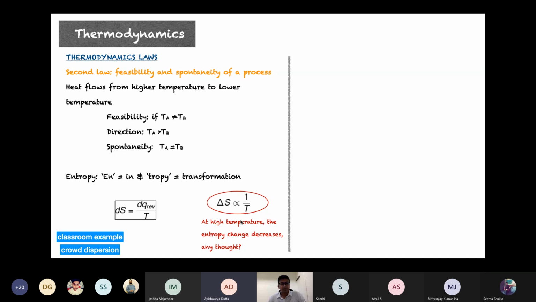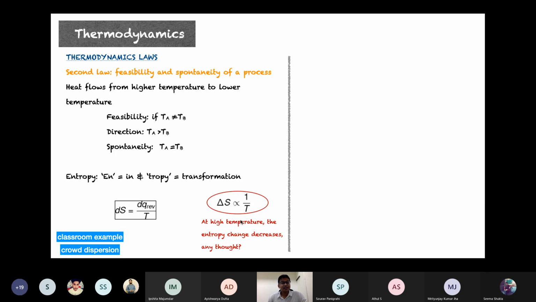Sir, entropy increases due to increase in temperature, but this one is a change in entropy. So yes. With a successive change in temperature, the entropy change will keep on decreasing at high temperature. Okay. Yes, great. So thanks. Actually, I'm not able to see your name, so that's why I'm not able to call your name. But anyway, thank you, because I'm seeing only my monitor and the slide. Pardon me for that, but thank you.